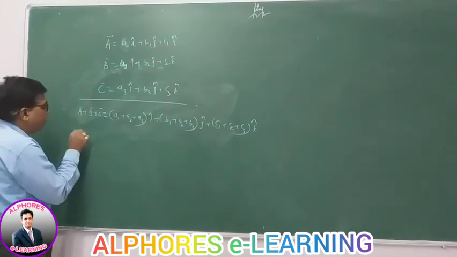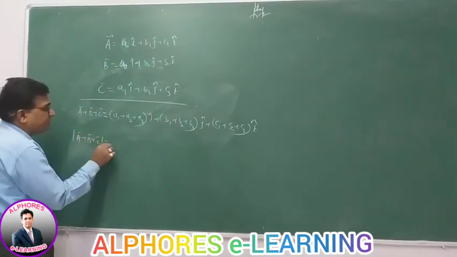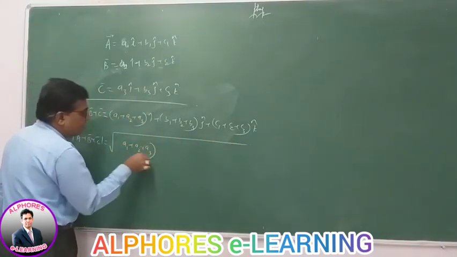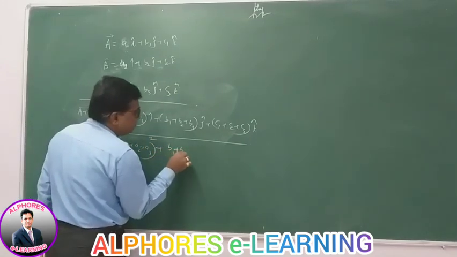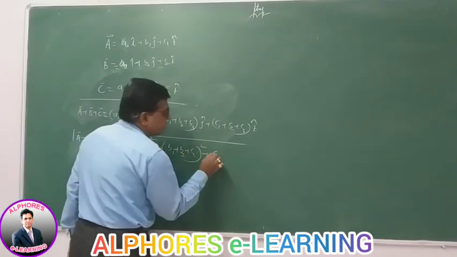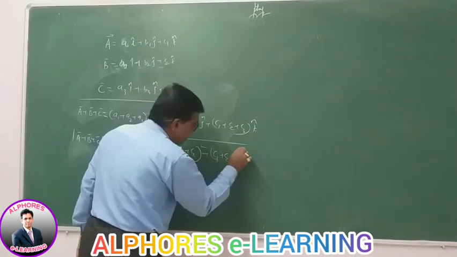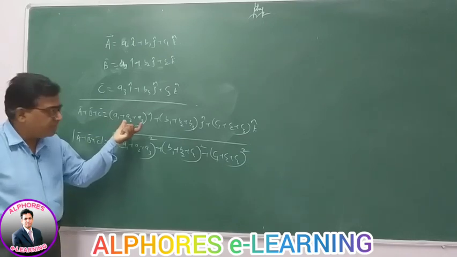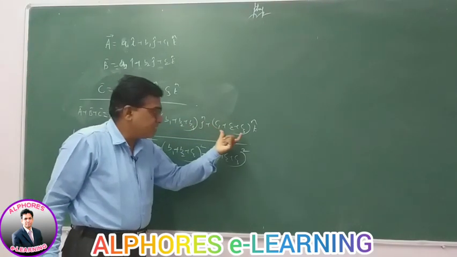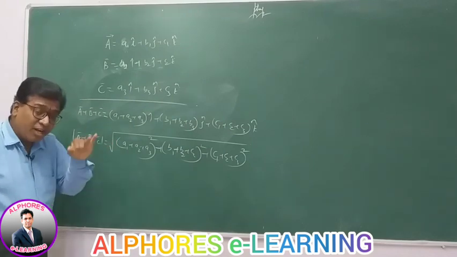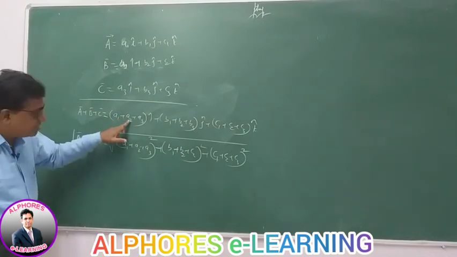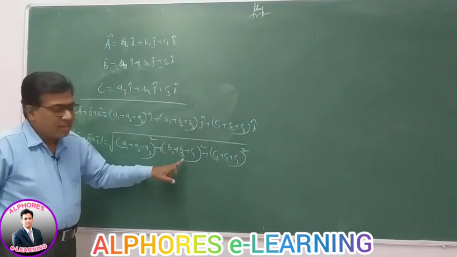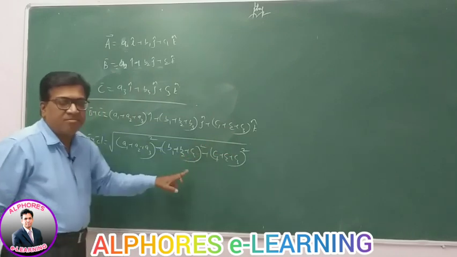Well, the magnitude of a bar plus b bar plus c bar is the under root of (a1 plus a2 plus a3) whole square plus (b1 plus b2 plus b3) whole square plus (c1 plus c2 plus c3) whole square. Again, the x component is a1 plus a2 plus a3, the y component b1 plus b2 plus b3, the z component c1 plus c2 plus c3. The angle with the x axis: cos alpha is a1 plus a2 plus a3 by this magnitude, cos beta is b1 plus b2 plus b3 by this magnitude, and cos gamma is c1 plus c2 plus c3 by this magnitude.